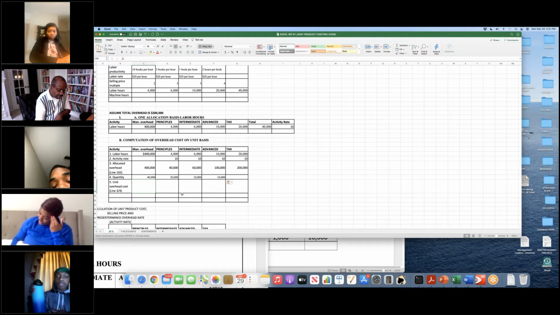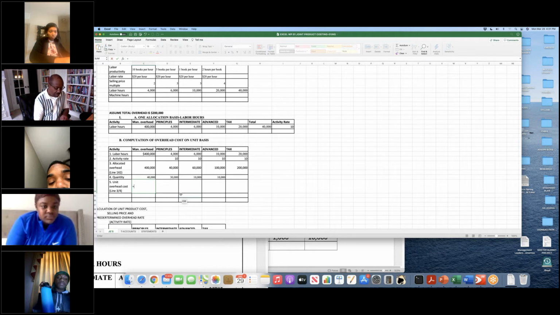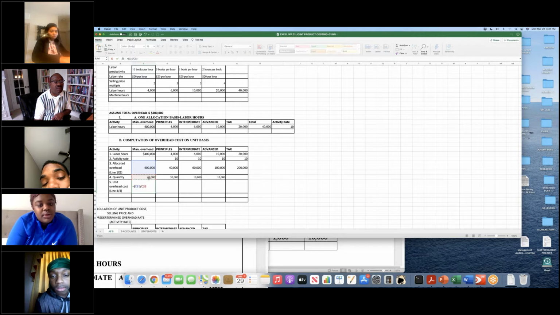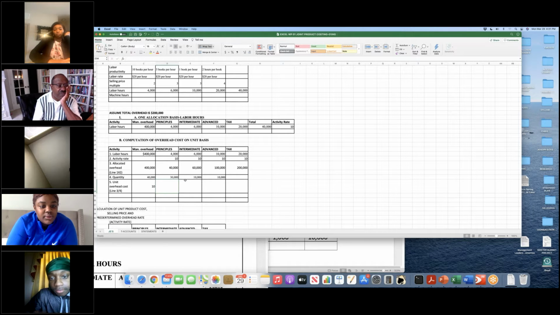Let's see if we can use equal, 10. That one is 10. And we can use a slash here, right? Wait, aren't those numbers displaced? You should have pasted the row of numbers from principal over to tax, not under manufacturing overhead. You have them the wrong way.